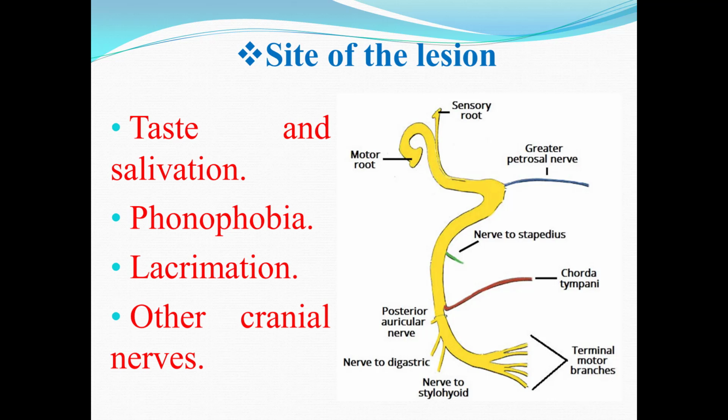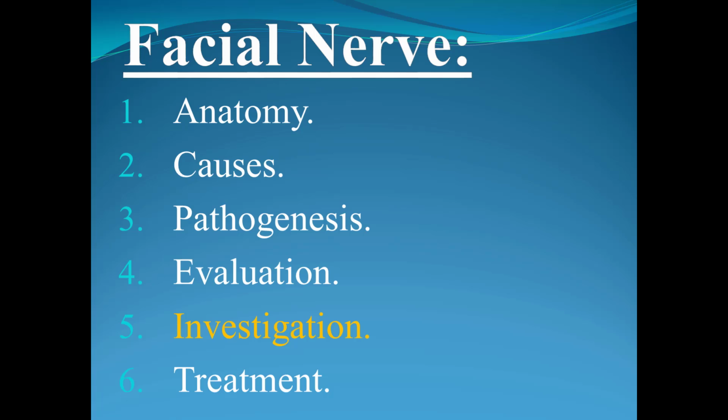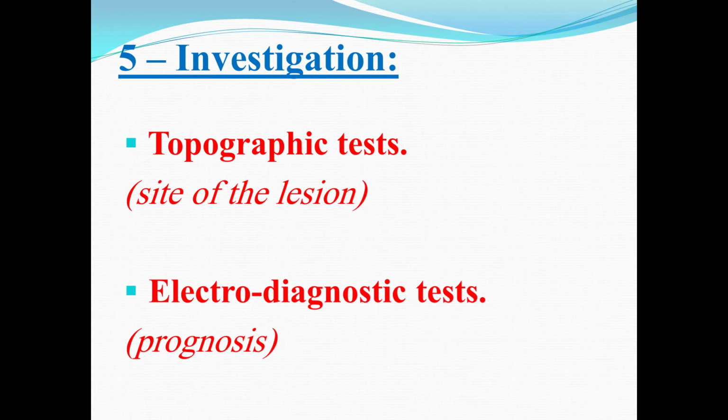To detect the site of the lesion, test the function of each part supplied by different branches of the facial nerve. The investigations of a case of facial nerve paralysis are topographic tests to detect the site of the lesion and electrodiagnostic tests to predict the prognosis.